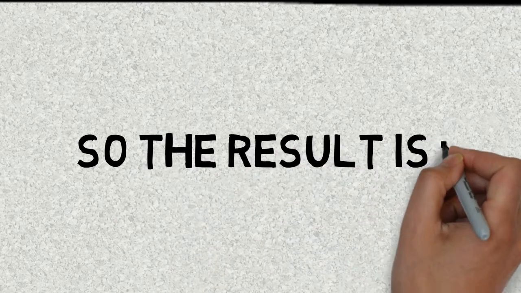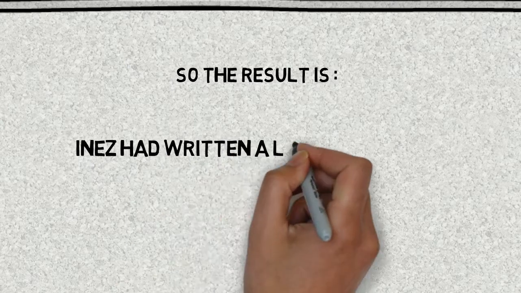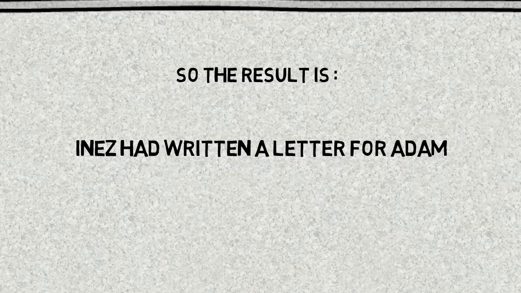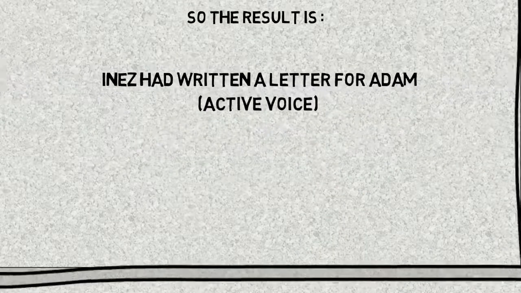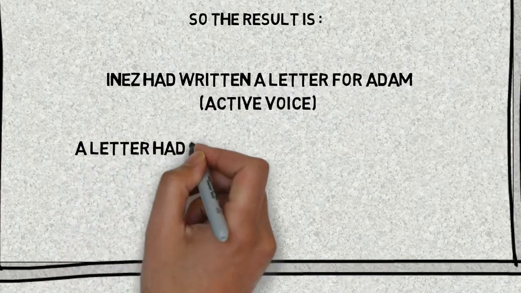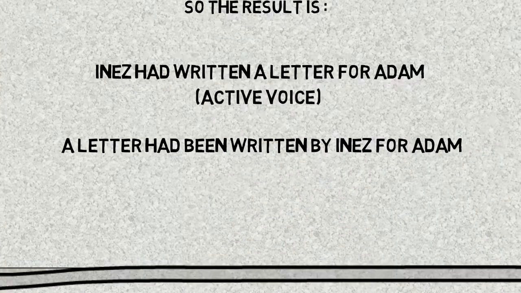So the result is, for the active voice, Ines had written a letter for Adam. And for the passive voice, a letter had been written by Ines for Adam.